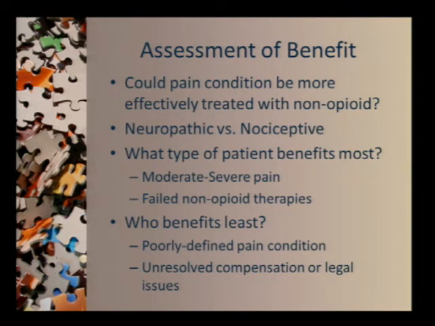So first, looking at assessment of benefit, one of the questions we need to ask is, could this pain condition be more effectively treated with a non-opioid? So if someone shows up to your office with trigeminal neuralgia and they haven't been tried on any medications yet, you probably wouldn't grab an opioid first, maybe an anti-seizure medication.